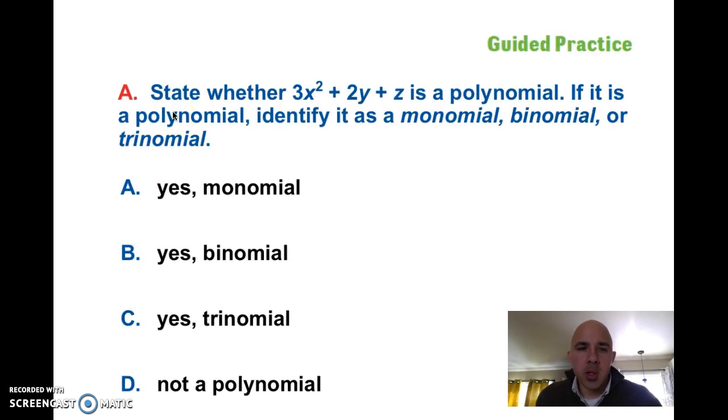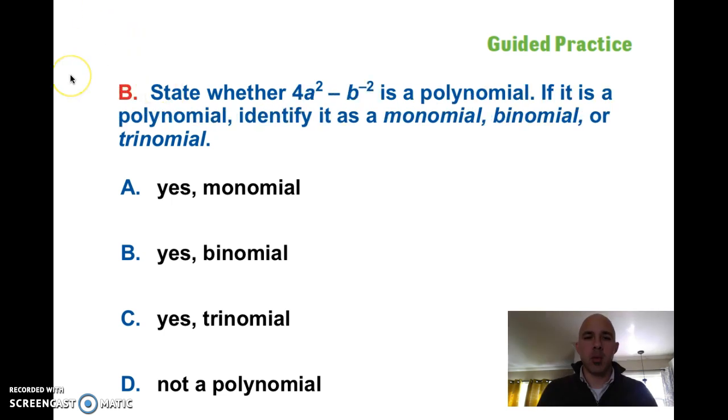All right, afternoon. We're going to state whether 3x squared plus 2y plus z is a polynomial. If it is a polynomial, identify it as a monomial, binomial, or trinomial. Good luck, and if you have any questions, let me know. And welcome back. We're going to state whether 4a squared minus b to the negative 2 is a polynomial.